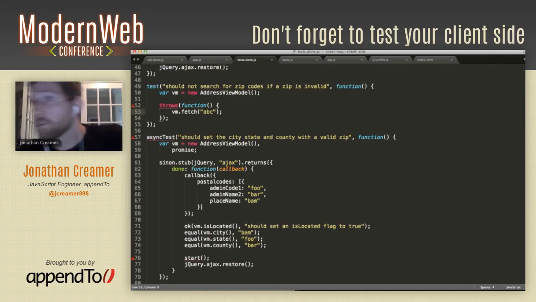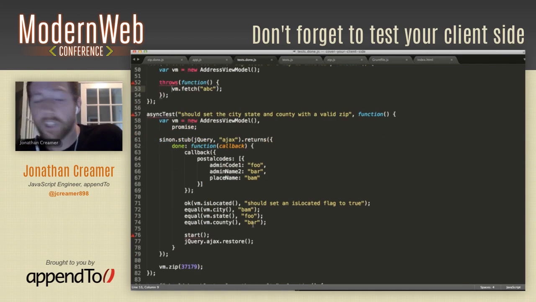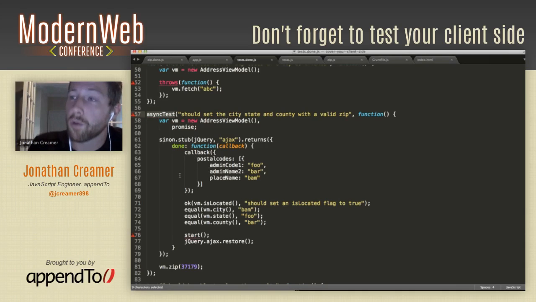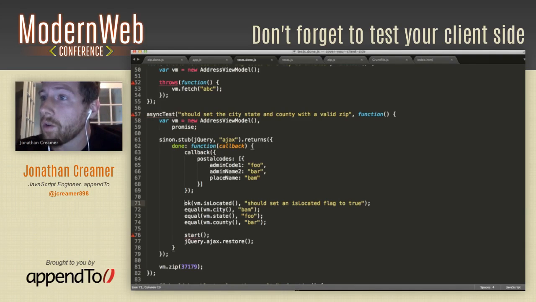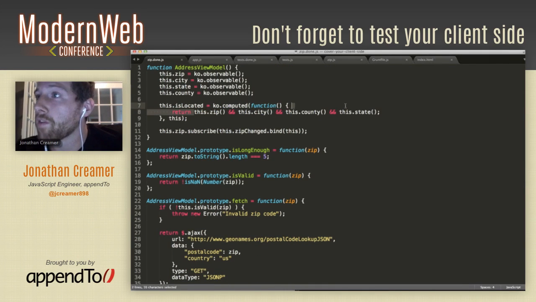Then, in terms of using a stub to return something, I'm using the GeoNames API, and they have a data structure that looks something like this. It's got a postal codes array, and these weird admin code 1 and admin 2 fields. They're really weird, but that's how the API works. Knowing that, I can stub out my AJAX request and fake that GeoNames is working. And notice this is an async test too, because I'm doing AJAX-y stuff. So I can make sure that I have an isLocated flag in here that basically just checks if all of my variables are set.